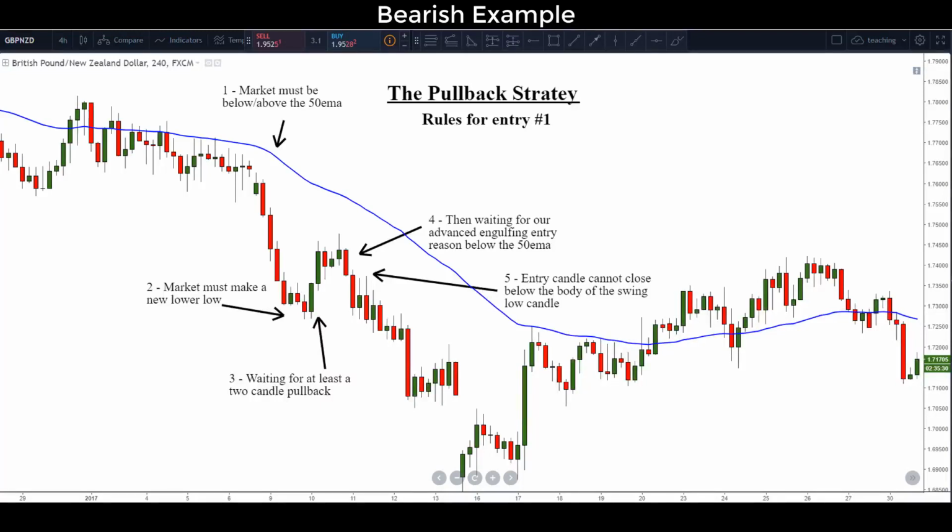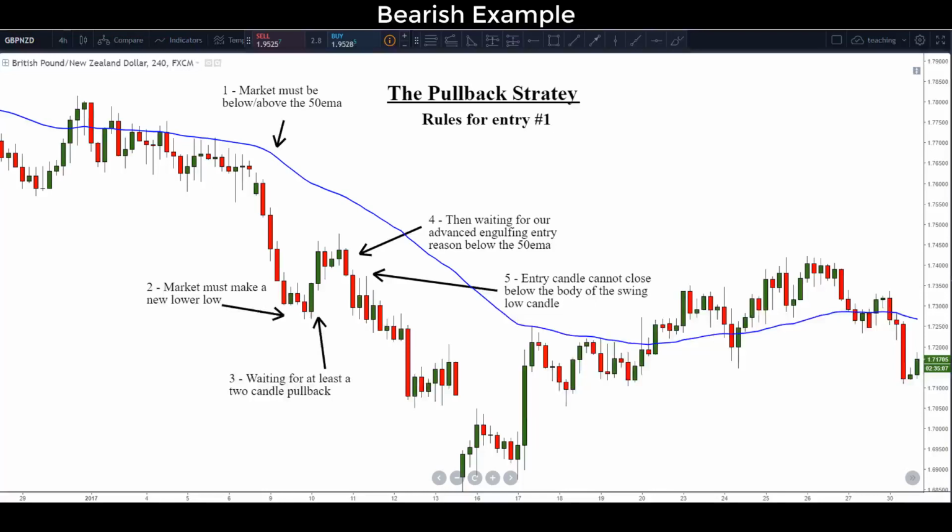With these rules in place, you can even write these down, and I would suggest taking notes throughout this section of the course. Write down all of these rules, put them beside your trading desk, and you can check them off each and every time you place a trade to make sure you're following the rules of the trading plan correctly. So without further ado, let's go ahead and jump into the rules for the pullback strategy entry number one.